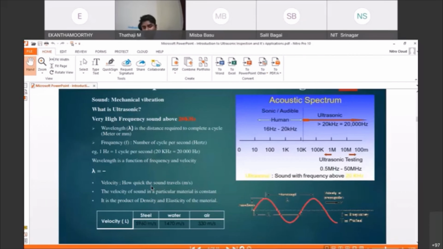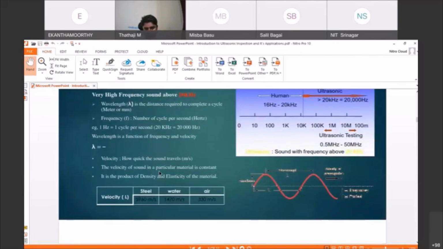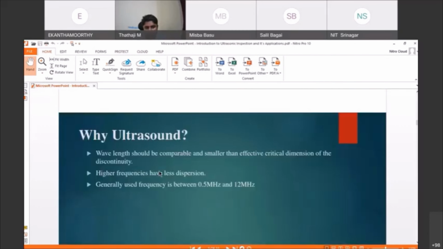In this slide, my concern is what is ultrasonic testing? What is ultrasound? Ultrasound is nothing but frequency above 20 kilohertz. In upcoming slides, we'll see the basic principle behind ultrasonic testing. As we know, in the spectrum we have a lot of range of frequencies, but why are we mostly concentrating on ultrasound frequency? This is the one question.